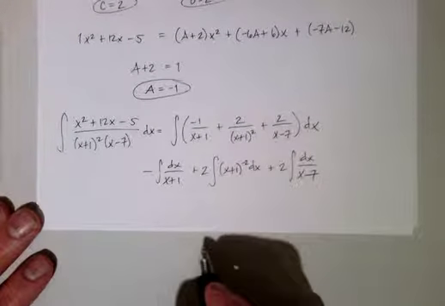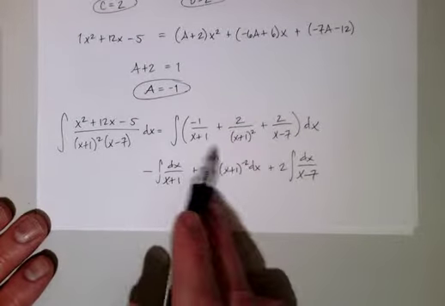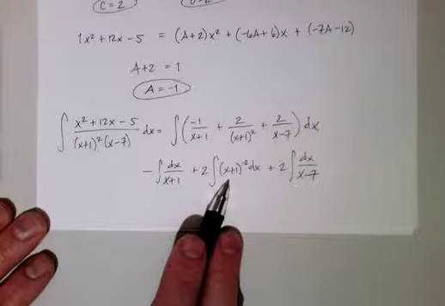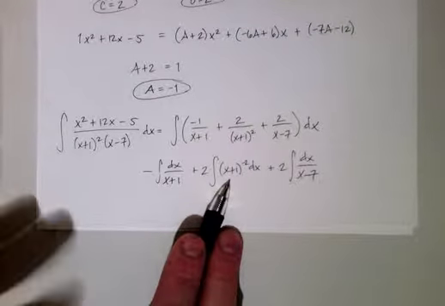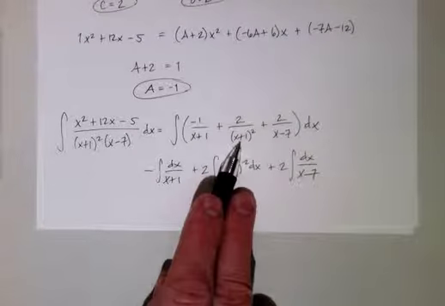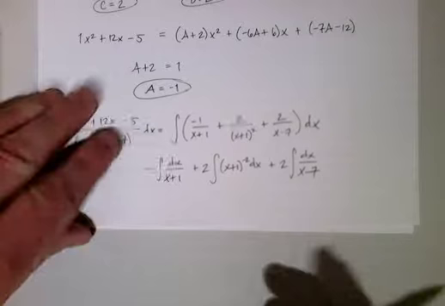I'm just sort of running out of room right here. But basically, if you have a repeated factor, it winds up being the undoing of the power rule. Okay? So non-repeating linears become natural log. Repeating linears become power rule. Well, let's look at one that has an irreducible quadratic in it. Okay?